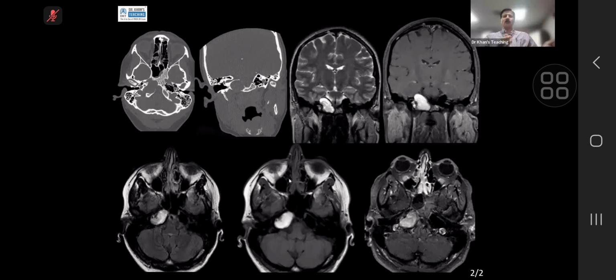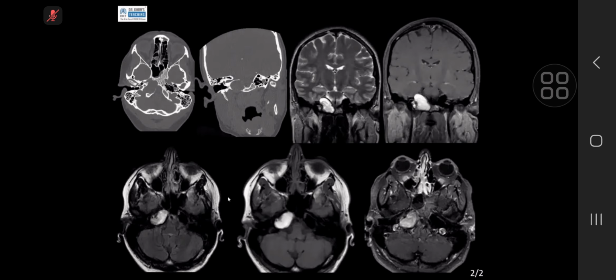Fat-containing, you can take with a pinch of salt. There will be some fat, but in that location, maybe it's just blood. Blood, excellent. So a thrombosed aneurysm. Okay, let me take over. It's an Aunt Minnie case.